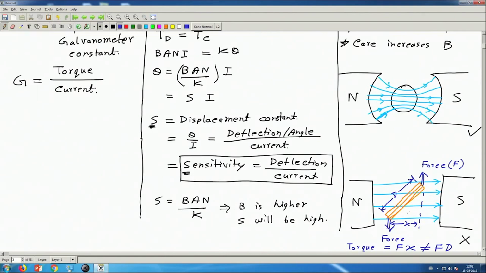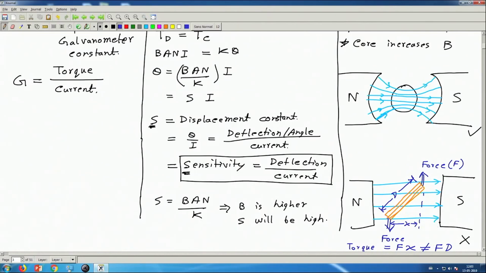Now, therefore, depending on the position or the angle of the coil, we will have different values or different expressions for torque here. So, in this case the torque expression will be different from this case. Similarly, the angle of deflection will also be different in this case from this.